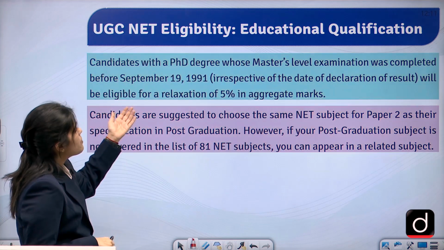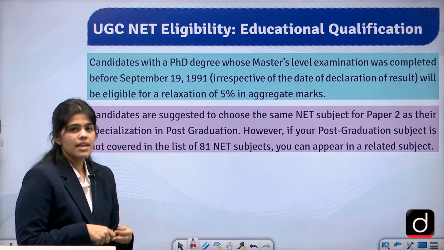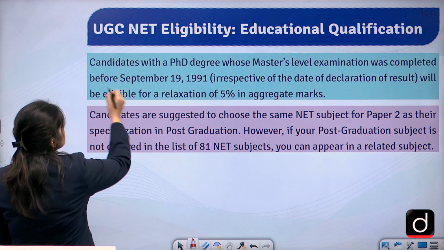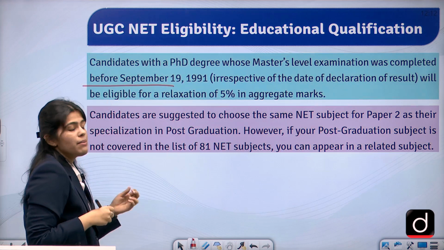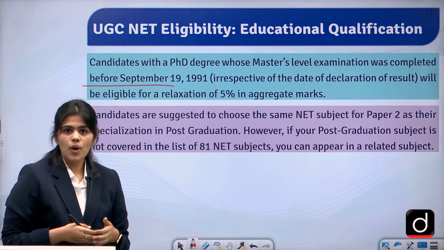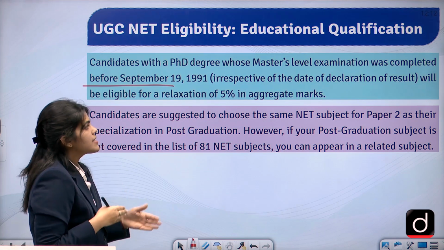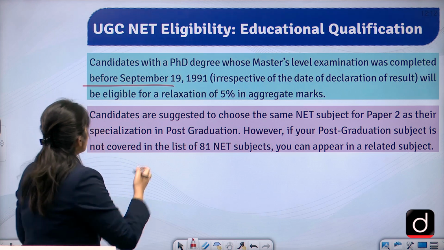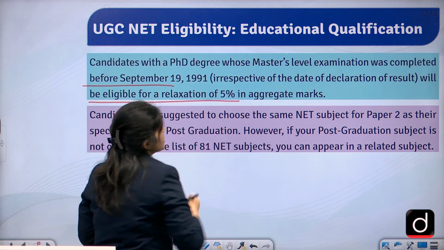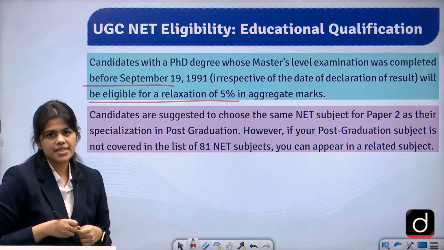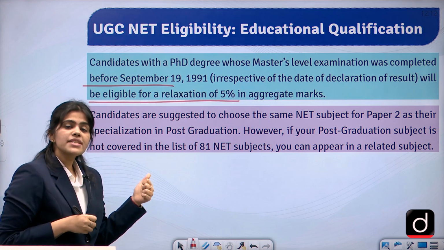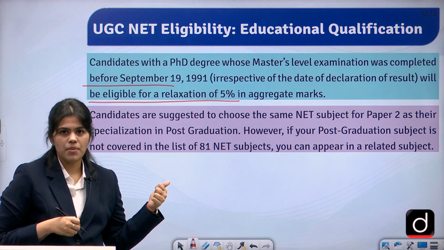Then candidates with a PhD degree whose master's level degree was completed before September 19, 1991 also have certain leverage. They have a relaxation in the eligibility of about 5% aggregate. That means for them it is also 50% marks in their masters.